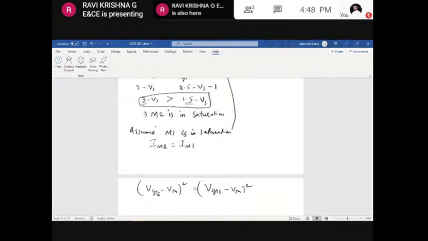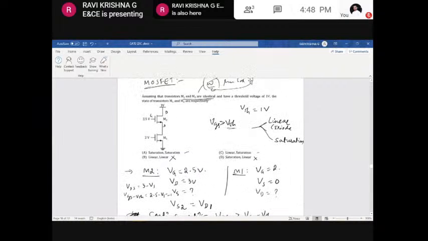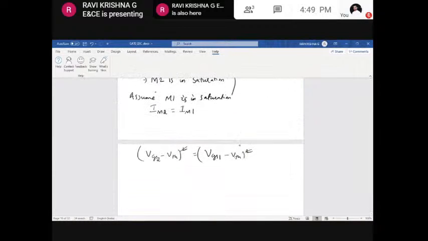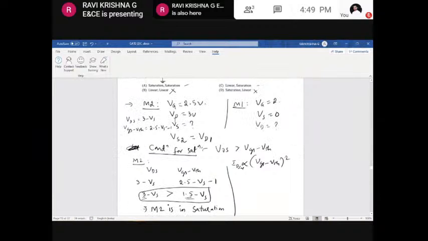If you just solve this equation, take the square root on both the sides, we can eliminate the square term. And VTH is the same for both the transistors, because they have the same threshold voltage, so we can cancel out the threshold voltage also. So you will get VGS2 is equal to VGS1. Now let us solve this. VGS2 is VG2 minus VS2, and VGS1 is VG1 minus VS1. This is for transistor M1 and this is for transistor M2.